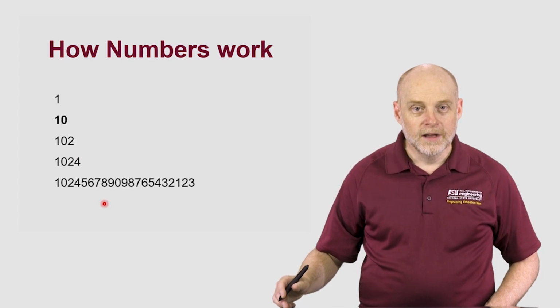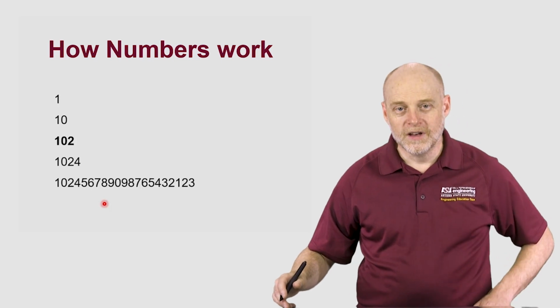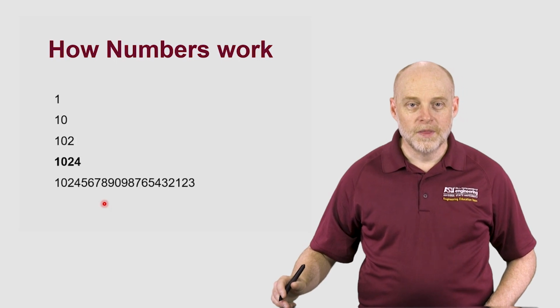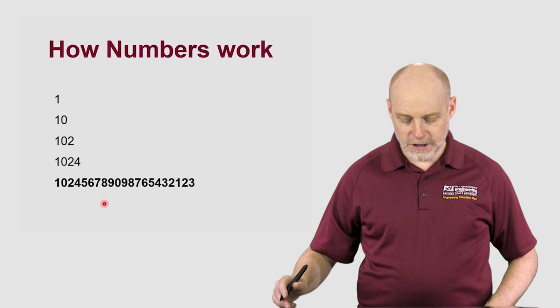This first number we call 1. This one we call 10. This one we call 102. And of course, this is in English. In other languages, we have different words for these numbers. This is 1024. And this is, well, this is a very large number.